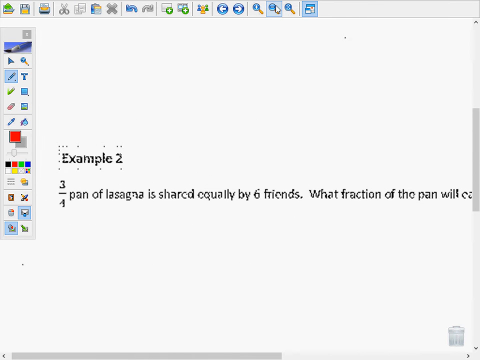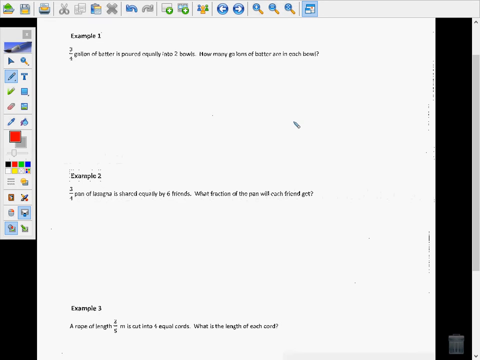I'm going to model 3 examples for you, so you'll just have to follow along. Example 1. 3/4 gallon of batter is poured equally into 2 bowls. How many gallons of batter are in each bowl? So, what would be your division number sentence? Let's start with that. So I think most of you would recognize that it would be 3/4 divided by 2. One way we could do this is by using an area model.